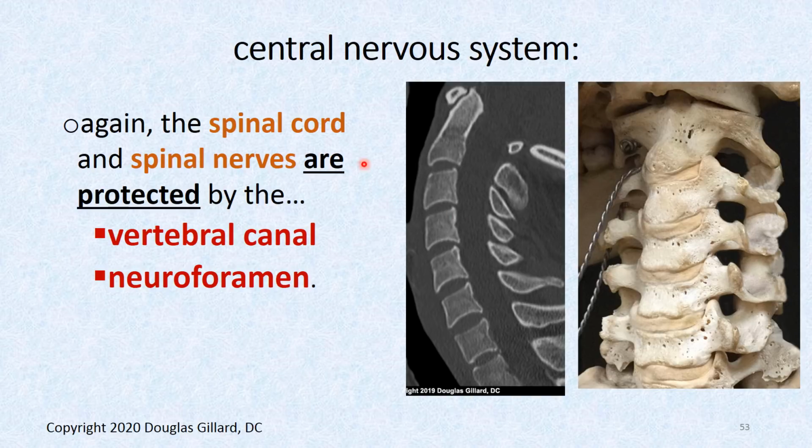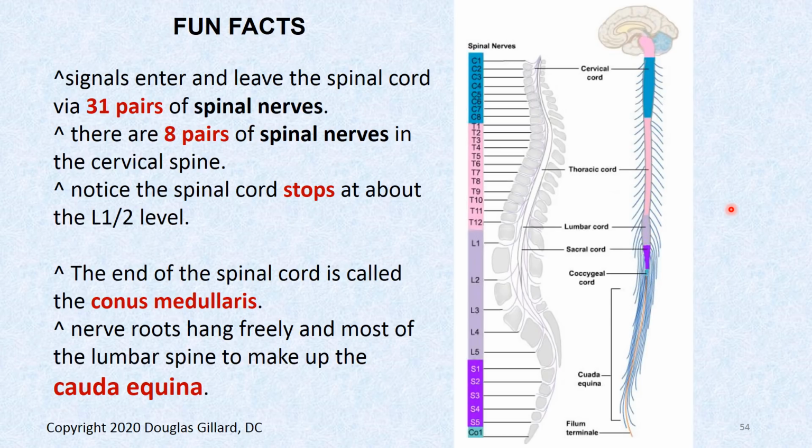All right, once again, the spinal cord and spinal nerves are protected. So I'm just showing you. The spinal cord is protected by the vertebral canal. That's the vertebral canal. The spinal nerves, as they leave the spine, are protected by the neuroforamen, aka intervertebral foramen. Some fun facts. There's your 31 pairs of spinal nerves.